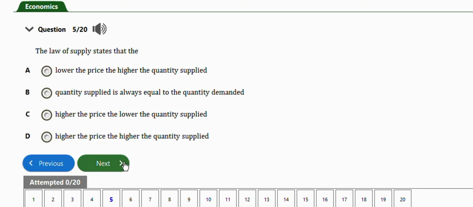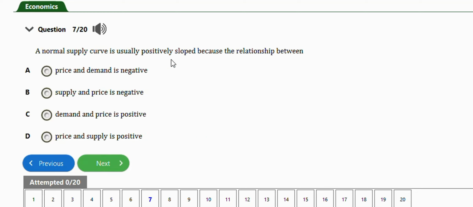Okay, next question is this. It says a normal supply curve is usually positively sloped because the relationship between price and demand is negative, supply and price is negative, demand and price is positive, price and supply is positive. Right answer is option D. The relationship between price and supply is positive.